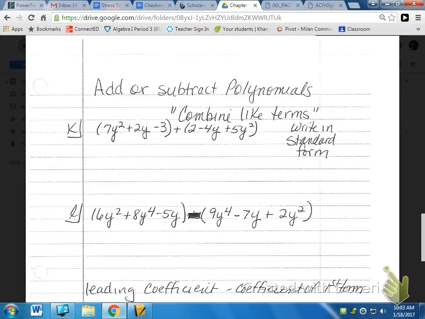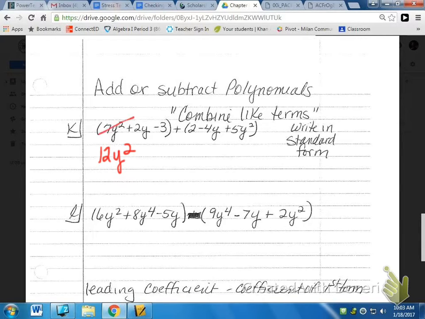So in example K, the first polynomial is 7y squared plus 2y minus 3, and the second one is 2 minus 4y plus 5y squared. Okay, got to go in standard form. So the highest exponent is 2. So we're going to combine 7y squared and 5y squared. So that term would be what? 12y squared.